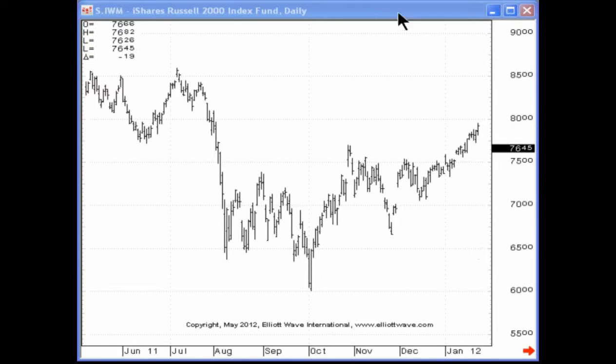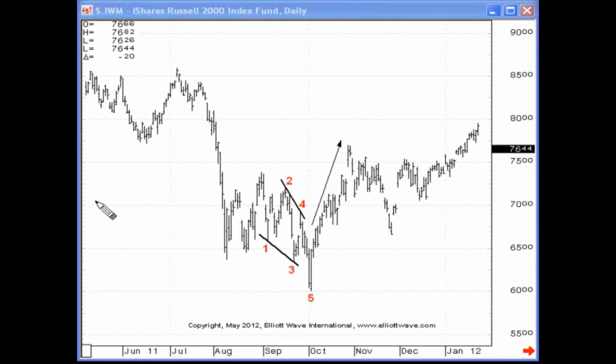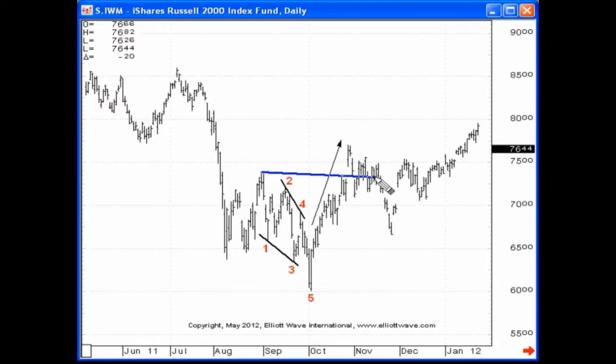Now with respect to an ending diagonal, it is a terminating wave pattern, so it's only found in the wave 5 position or the wave C position. And here's an example of an ending diagonal on this price chart of IWM. And here it is labeled. One of the things exciting about the pattern is whenever it terminates, it tends to lead to a very sharp reversal back to beyond the origin of the pattern, as you can see here in IWM.